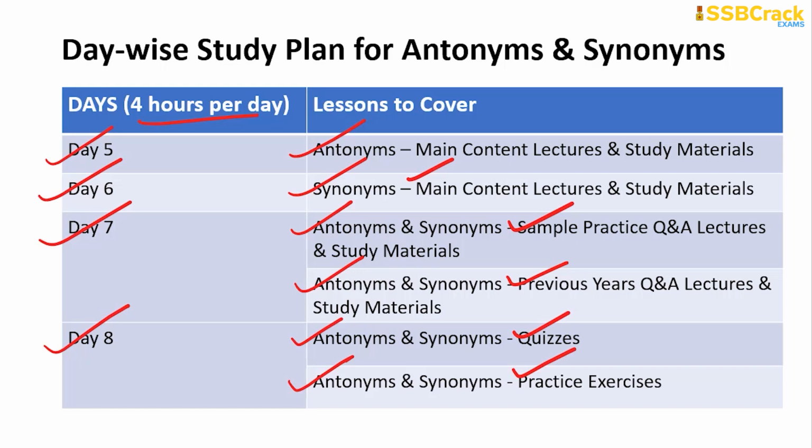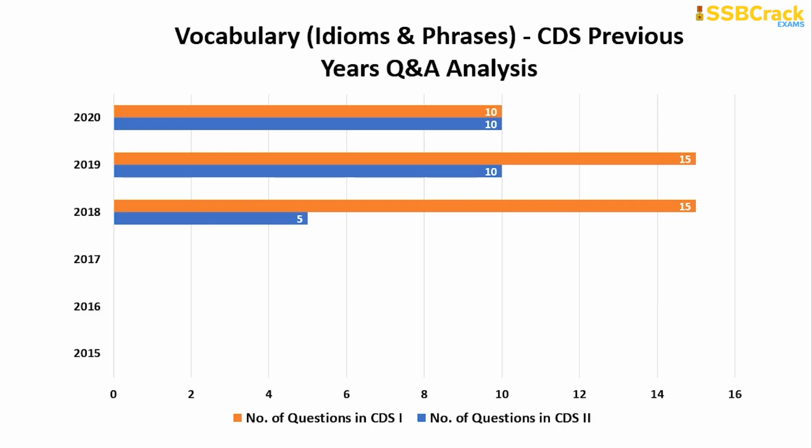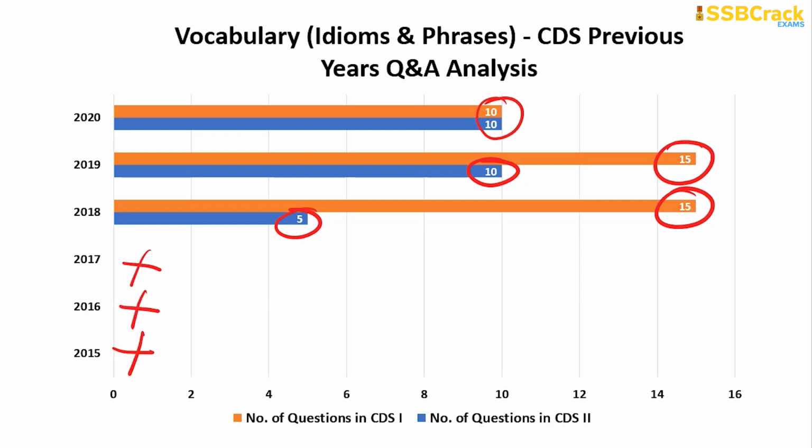Right, now moving on to the vocabulary, which is the idioms and phrases. As you can see, in the very recent years, 10 questions have come from this topic in both CDS 1 and 2 2020. 15 questions came, which is by far the largest number of questions, in CDS 1 2019, also in CDS 1 2018, while 10 questions came in CDS 2 2019 and 5 in CDS 2 2018. No questions came from idioms and phrases in 2017, 2016 or 2015. So you can expect at least 5 to a maximum of 15 questions from idioms and phrases.